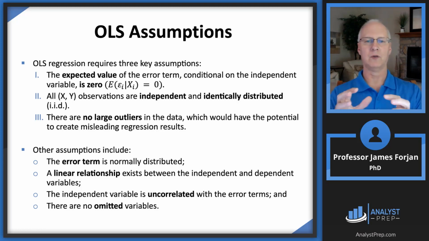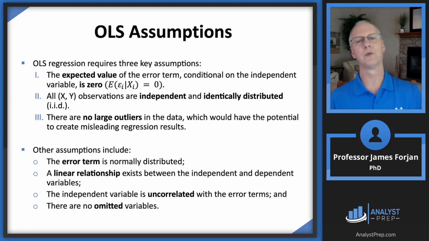But if you think about it, that means that all of the error terms are clustered right around the middle. And as you go farther and farther away from the mean, which is 0, you get fewer and fewer observations. Of course, a linear relationship exists between the independent and the dependent variable. Independent variables are uncorrelated with the error terms. We can talk about serial correlation some other day. And the model does not suffer from misspecification, which includes no omitted variables.